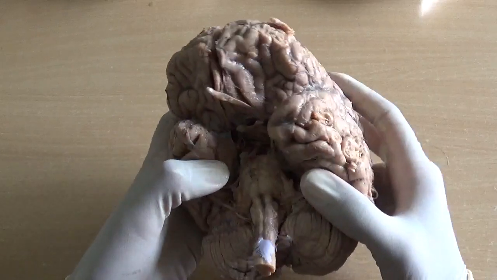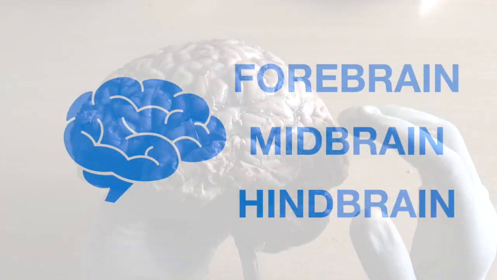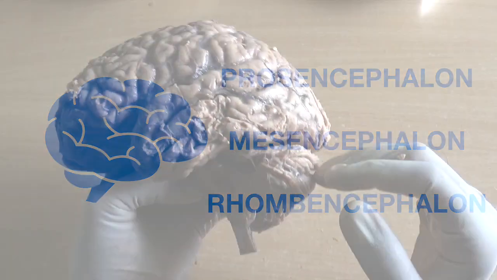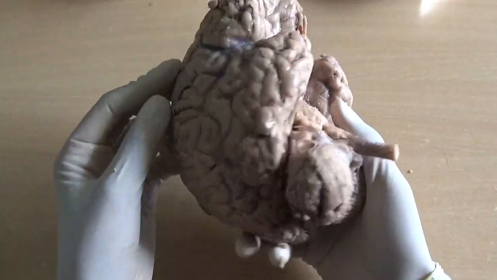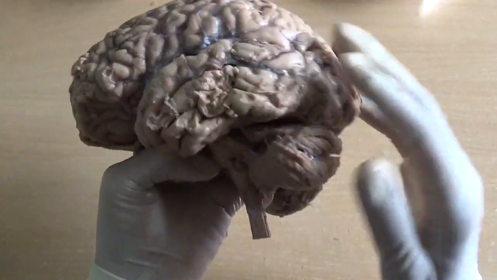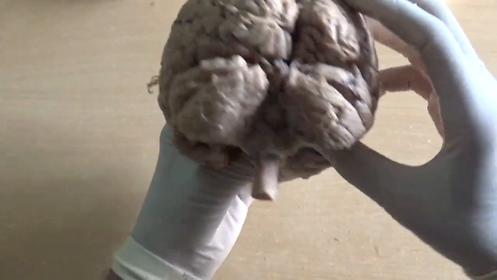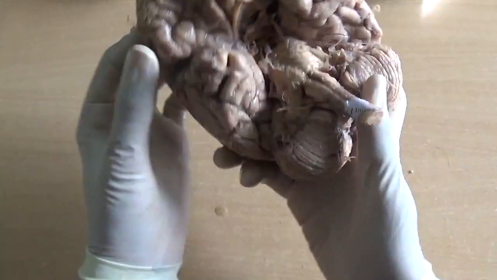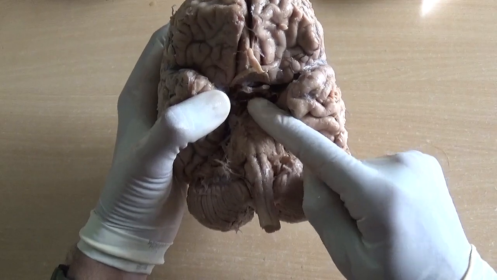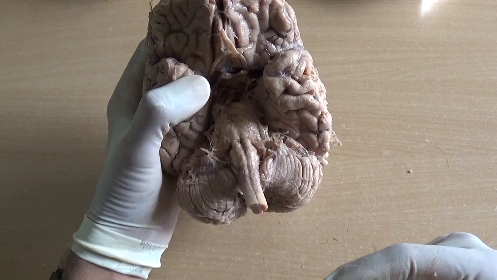Now let's overview the parts of the brain. Developmentally, it is divided into forebrain, midbrain and hindbrain, or we can say prosencephalon, mesencephalon and rhombencephalon. So overall, if we see, it has the cerebrum, see, this is the cerebrum, posterior-inferiorly the cerebellum, see this, and here is the brainstem, okay, midbrain, pons and medulla. This medulla is continuous with the spinal cord.